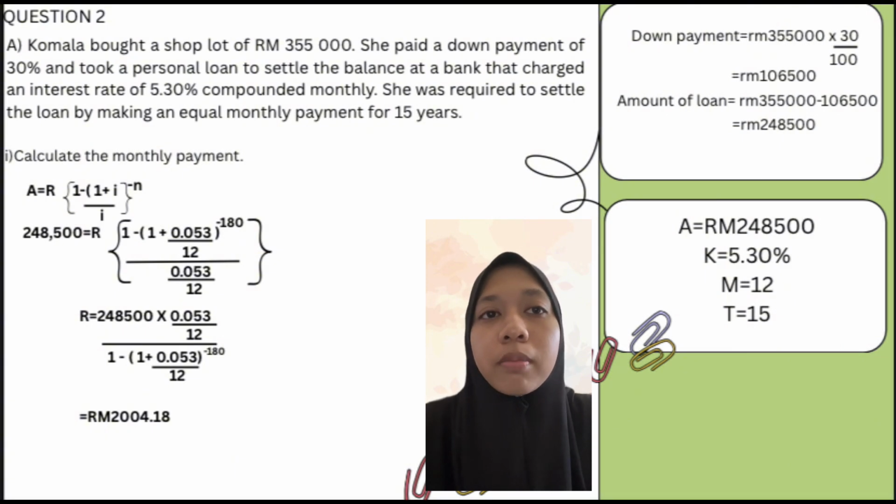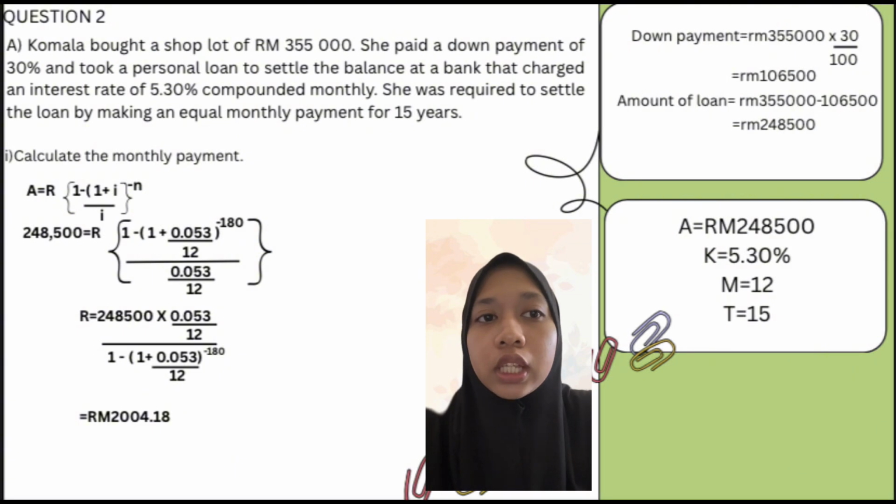30% down payment that Kamala paid for a shop is equal to 106,500. So the amount of loan that she took at a bank, which is A, is equal to 355,000 minus 106,500 equal to 248,500. So our value for A is equal to 248,500. So we must put all the values into that formula.